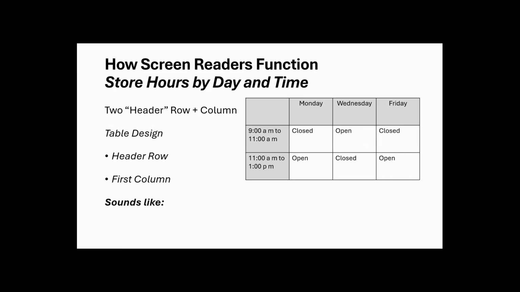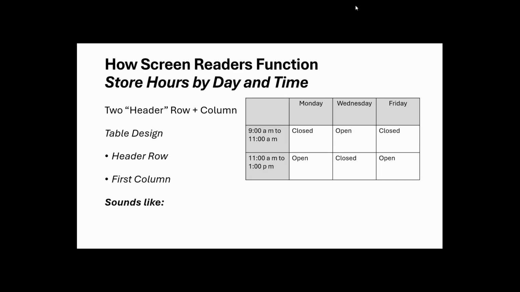Participants by age and hometown. Table with 3 rows and 4 columns. Row 1, column 1. Monday. Monday selected. Column 3, Wednesday. Wednesday selected. Column 4, Friday. Friday selected. Row 2, column 1, 9 o'clock a.m. to 11 o'clock a.m. 9 o'clock a.m. to 11 o'clock a.m. selected. Monday column 2 closed, closed selected, Wednesday column 3 open, Friday column 4 closed. Row 3 column 1, 11 o'clock a.m. to 1 o'clock p.m. Monday column 2 open, Wednesday column 3 closed, Friday column 4 open.